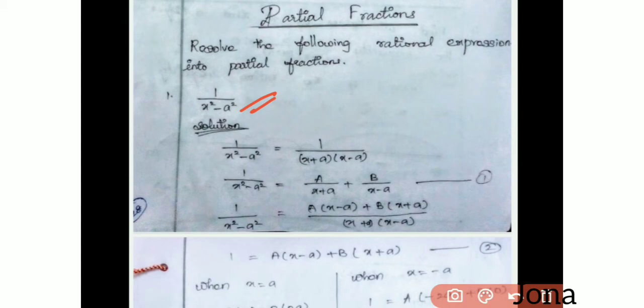This denominator x square minus a square is in the form of a square minus b square. So we can split the factors as x plus a into x minus a. Now we have 1 by x plus a into x minus a. Here in the problem itself we have to split the fraction partially, isn't it?